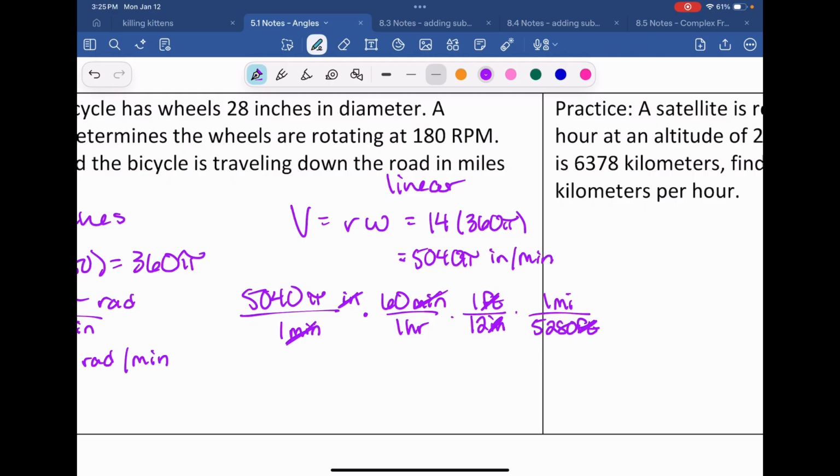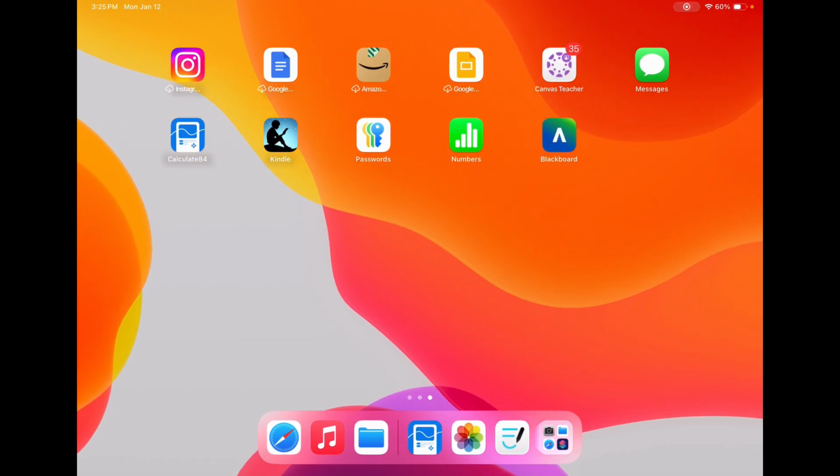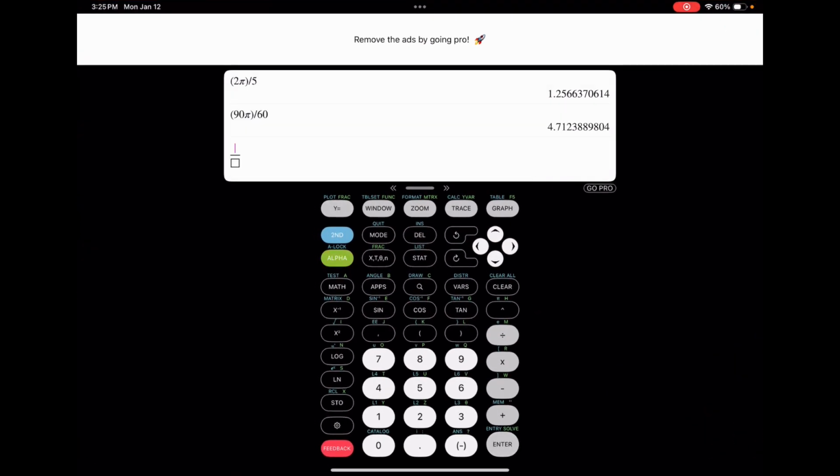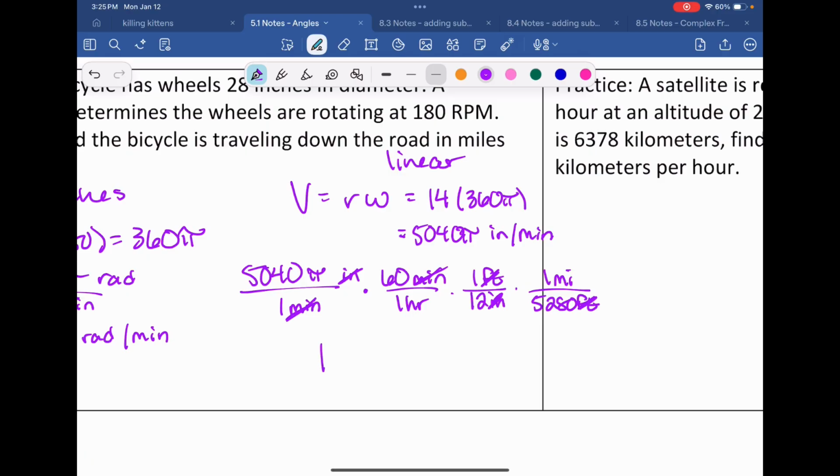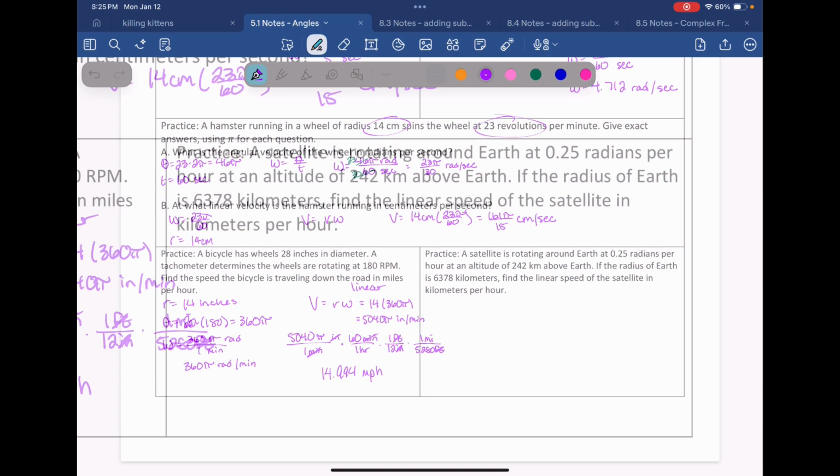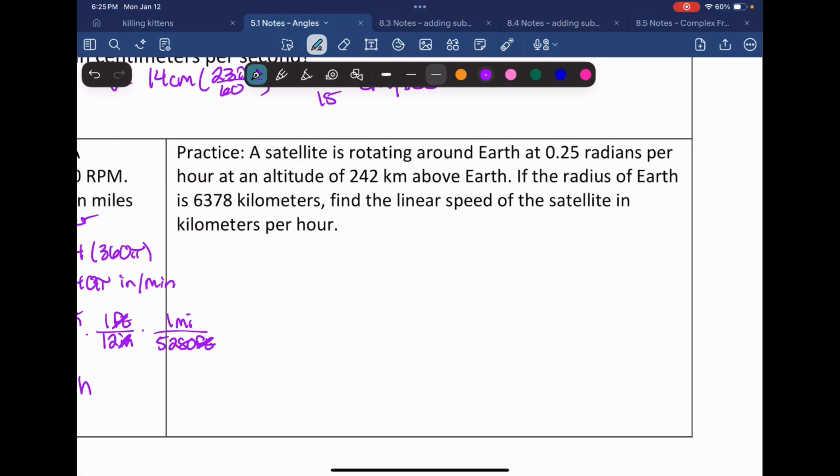All right, so I'm doing this as a fraction. I've got 5,040 pi times 60 times 1 over 1 times 1 times 12 times 5,280. So 14.994 miles per hour.